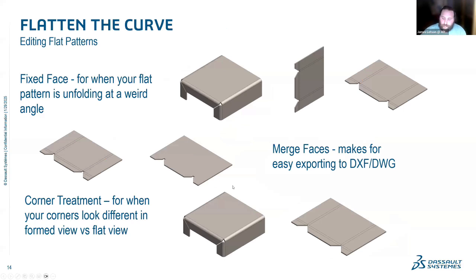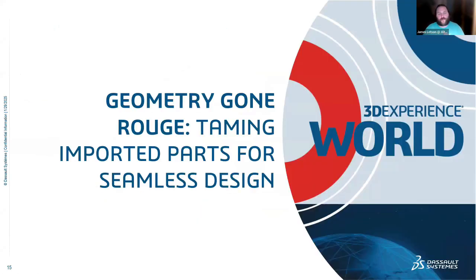Okay, so that is flatten the curve, all about editing flat patterns. We'll move on to our next topic, which is geometry gone rogue. We are running a little bit short on time. This is taking a little longer than I thought, so that just lets me know that I need to speed up for my world presentation. But as long as y'all are here, I'm going to keep going. Next topic I want to talk about is geometry gone rogue, all about taming importing parts.